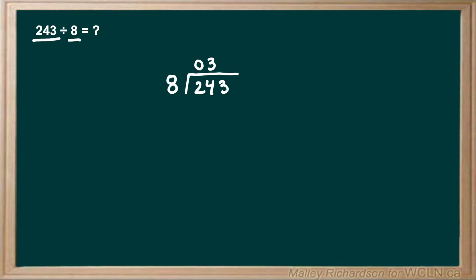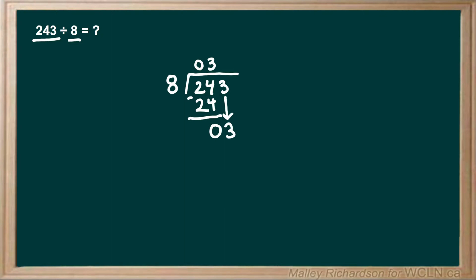So now we take the 3 from above and multiply it by our divisor outside. 3 times 8 gives us 24, so we write that below our 24. And then we subtract these two numbers, and 24 minus 24 gives us 0. So our next step is to take whatever number we have left, which is this 3, and bring it all the way down, next to the 0.